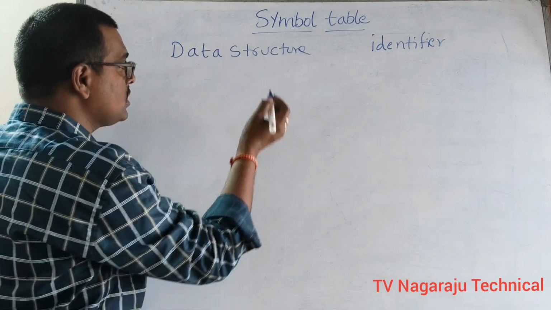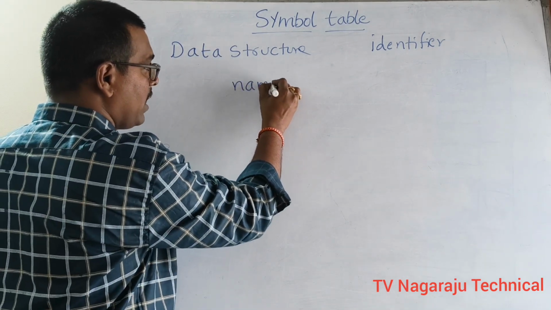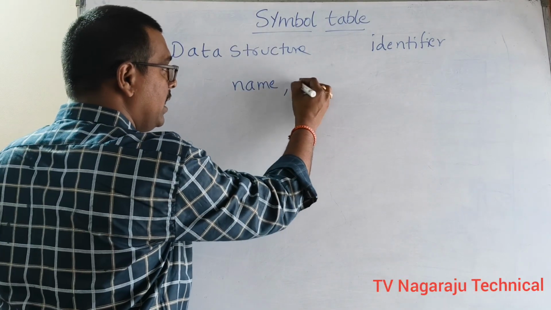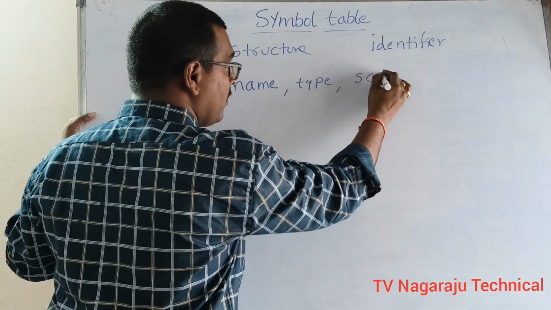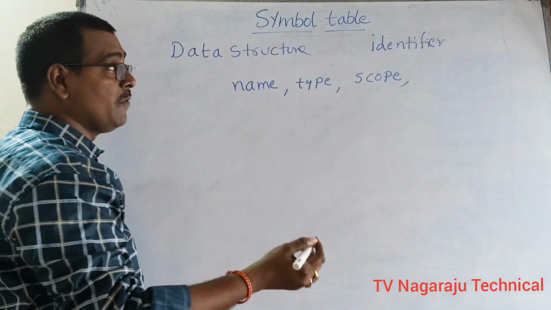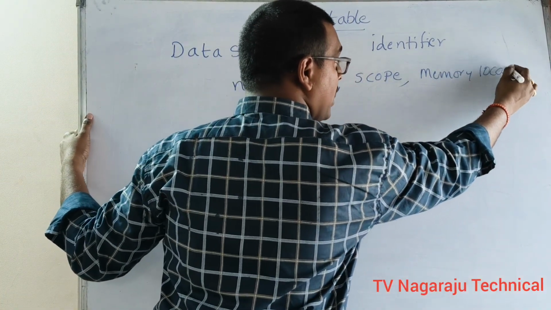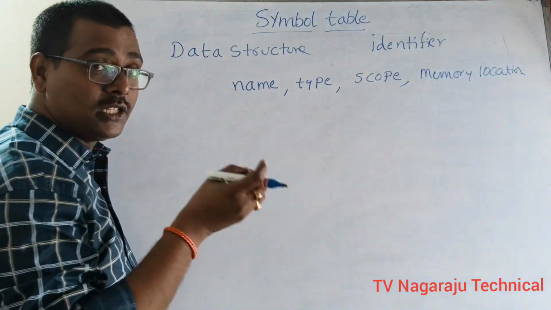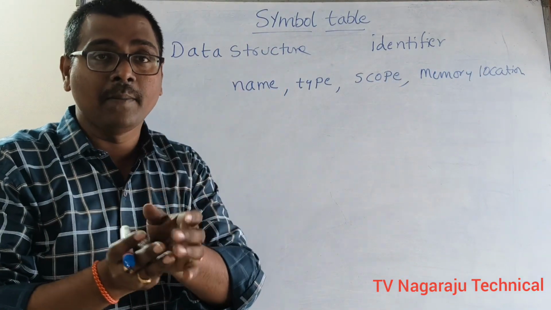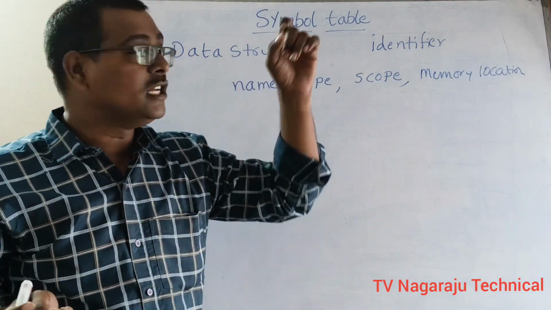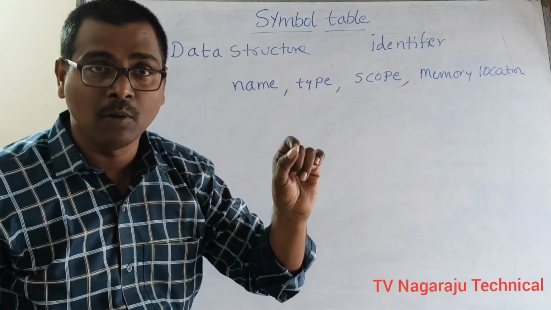Generally, it stores the information of identifier as the name of the identifier, the type of identifier, the scope of identifier, and what is the memory location, that is in which location the particular identifier is stored. The complete information about the identifier is stored inside the symbol table.